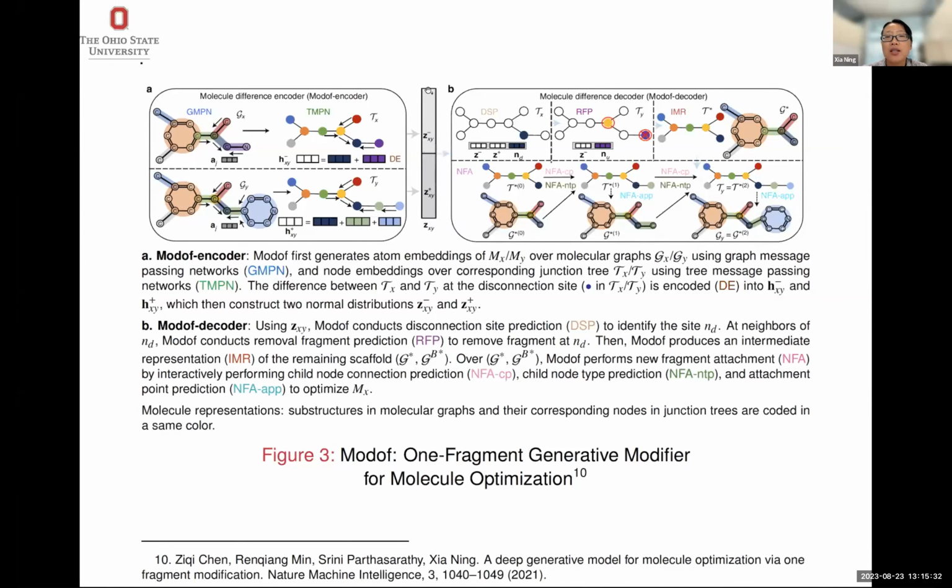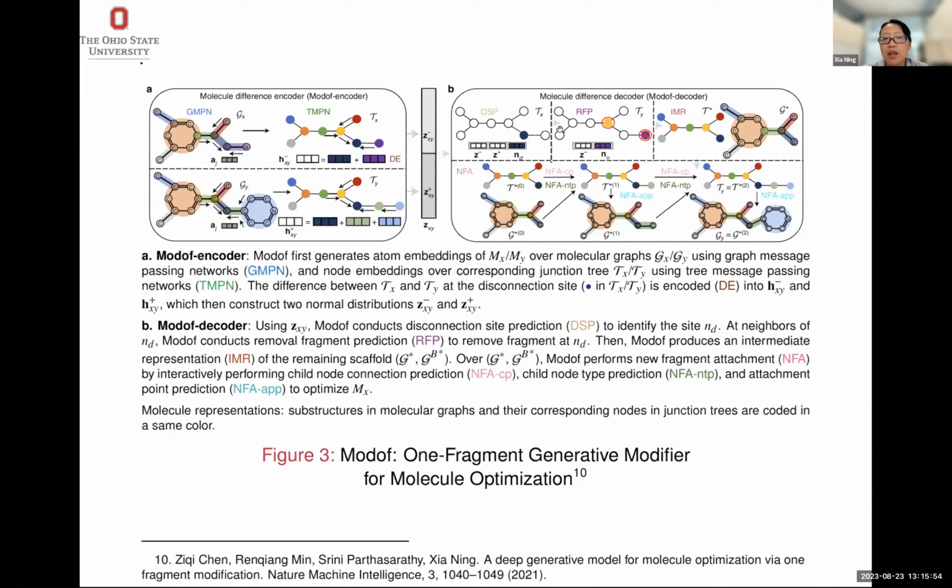subspaces. The first half represents, quote unquote, what we need to remove from this molecule if we want to change the molecule. And the second half encodes what we need to add to the molecule if we want to improve the properties. So you can consider the embedding space, the latent space, represents such learned knowledge.